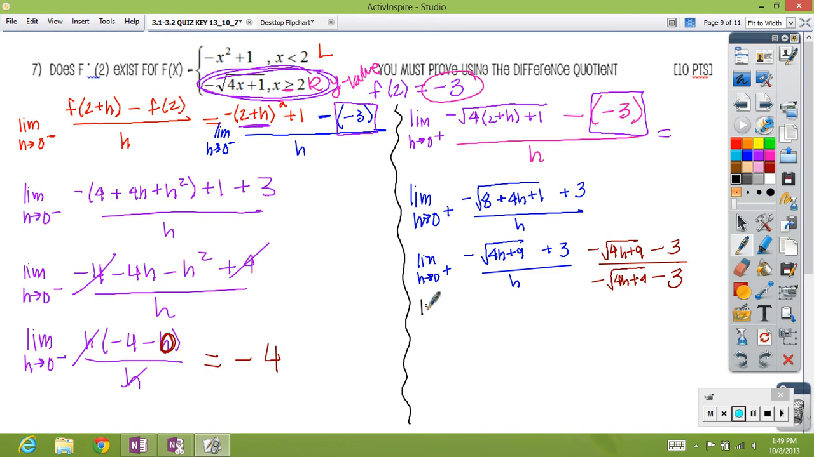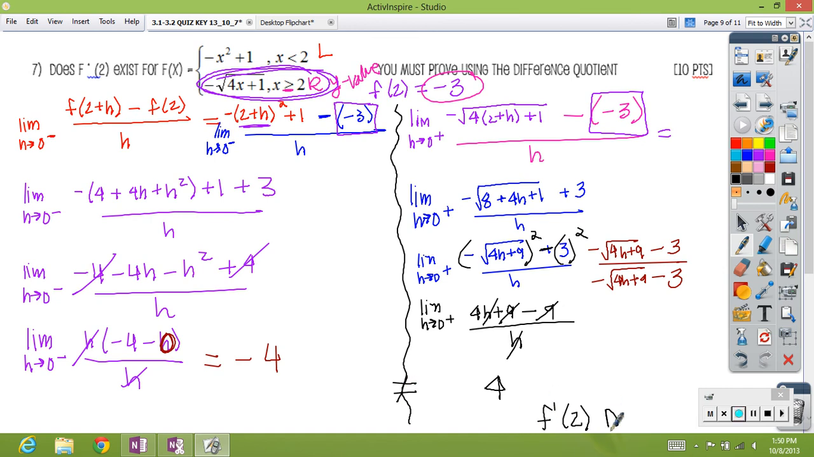The numerator, it's taking forever, the numerator is this piece squared minus this piece squared. Remember how that works? So I get 4h plus 9 minus 9 all over h. Alright, so what do we get? Those cancel. 4h over h, those cancel, and I get 4 on this side. So they are not equal. So the answer to the question is that f prime of 2 does not exist. What's happening there? It is a corner, in case you were wondering.